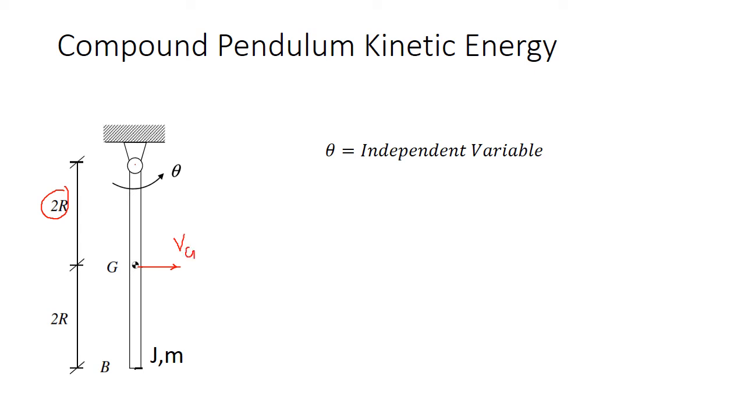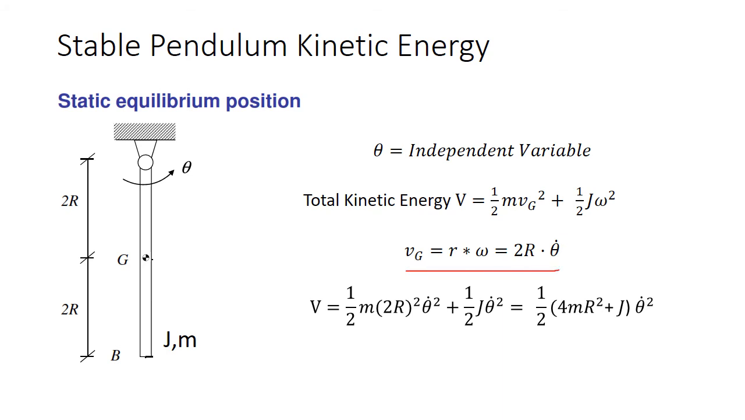Therefore, the kinetic energy of the system is the sum of translational plus rotational kinetic energy. In this case, translational kinetic energy is given by half times m times vg squared, and rotational kinetic energy is given by half times J times theta dot squared.